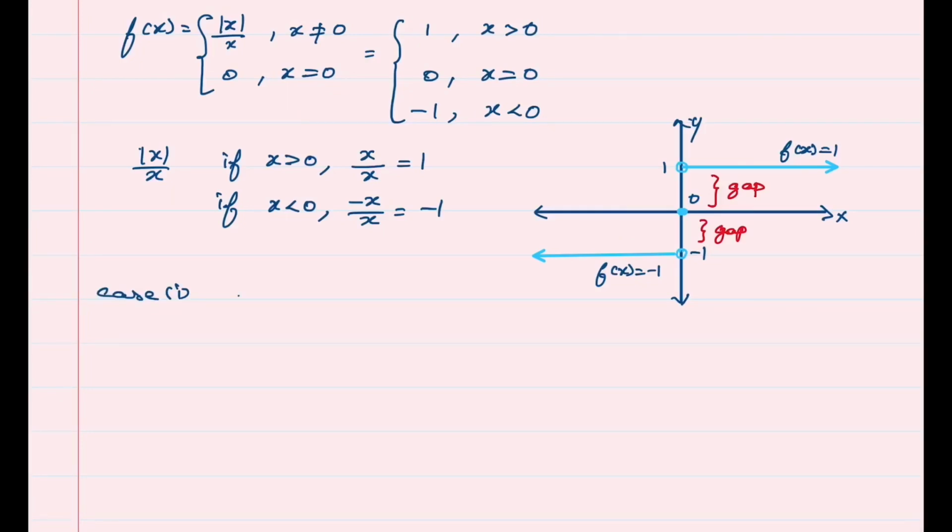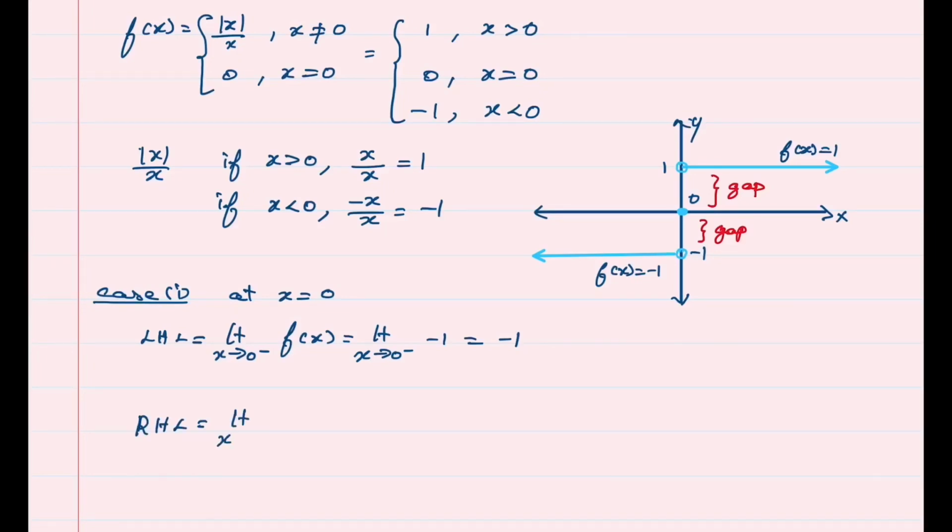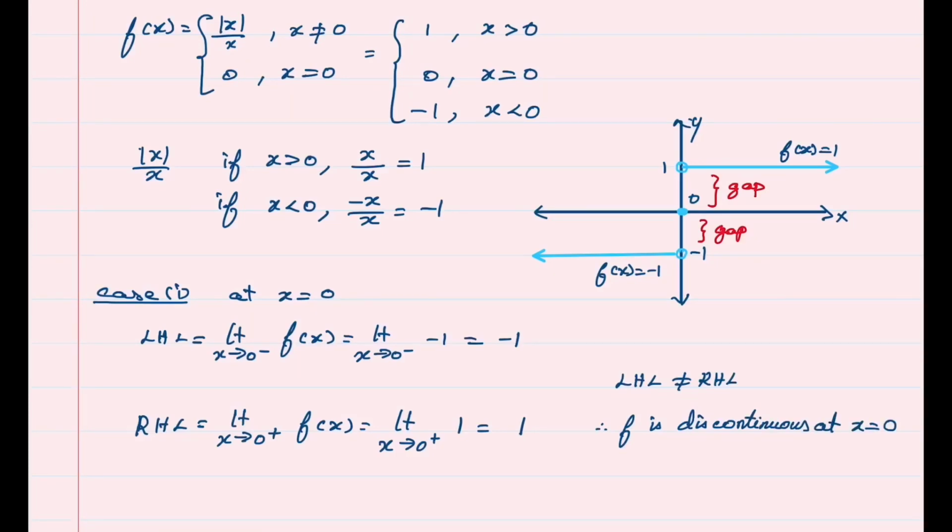We will first check at x is equal to 0. LHL will be limit x tending to 0 minus of f of x. For less than 0, f of x is minus 1. And the answer is minus 1. RHL is equal to limit x tending to 0 plus f of x. For x greater than 0, f of x is 1, which is a constant. Therefore, limit value is 1. And here LHL is not equal to RHL. Therefore, f is discontinuous at x is equal to 0. Now, we have to check for the other real values.